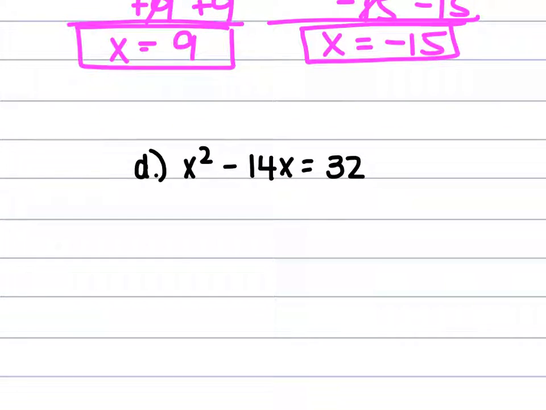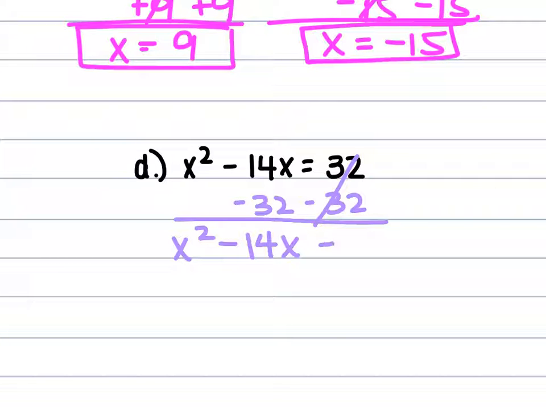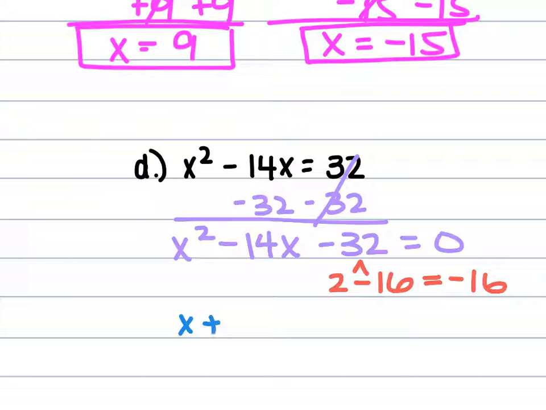So for D, we have x squared minus 14x is equal to 32. We're going to move that 32 over to get x squared minus 14x minus 32 is equal to 0. Your factors of 32 that add up to be a negative 14 are a positive 2 and a negative 16. So this is going to give us x plus 2 times x minus 16 is equal to 0.